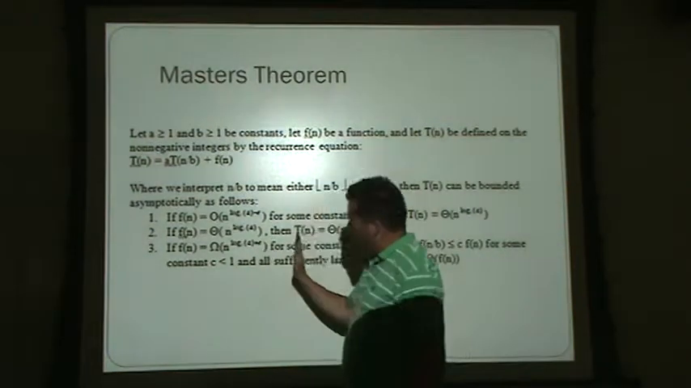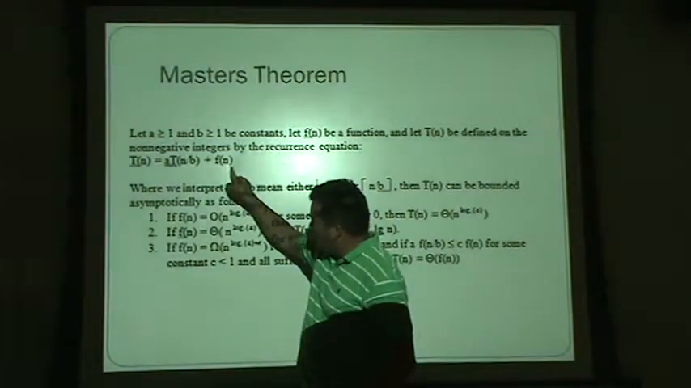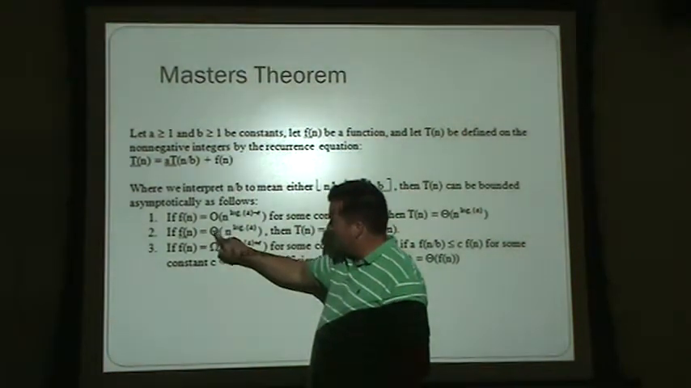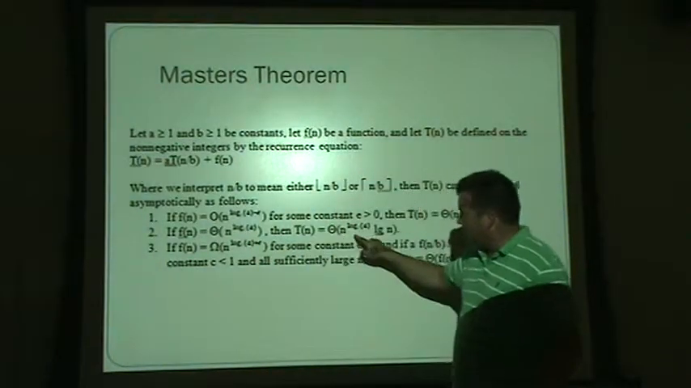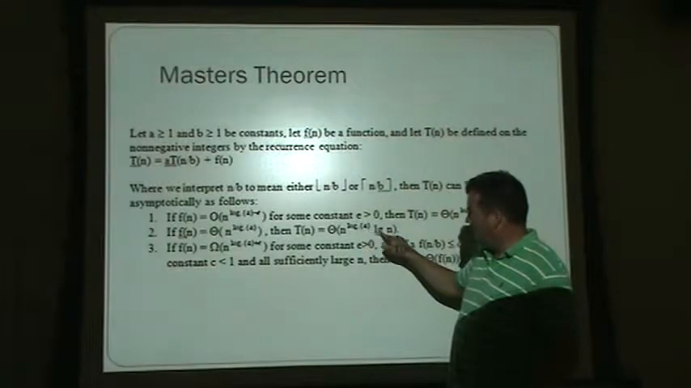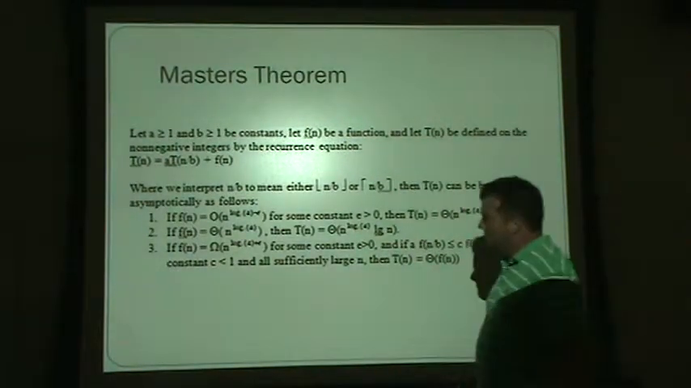So this would be where one term is dominating the other. If f of n, this part, is exactly equal to theta of n to the log b of a, then the recurrence equation is theta of n to the log b of a times log n. Like I said, we'll go over an example of this.